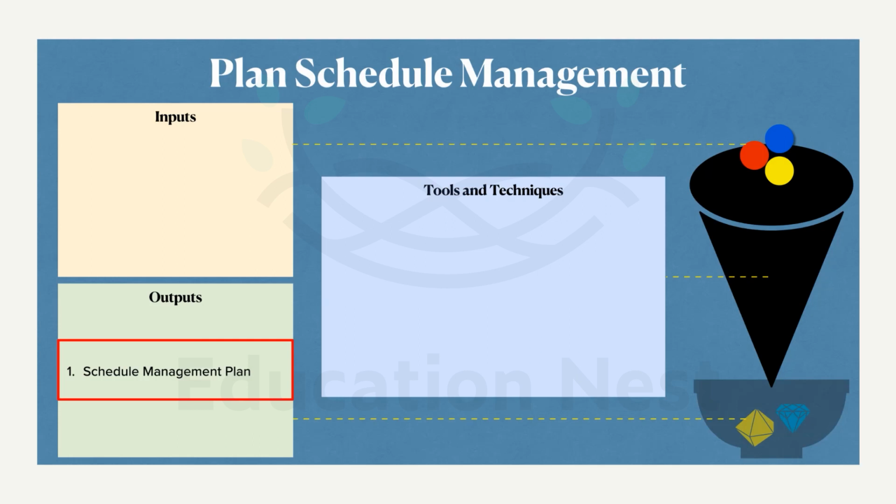So this is our goal for this process. We have to create the schedule management plan. Do you all remember the project management plan had so many components, right? It had 10 components, one for each of the 10 knowledge areas. So this is one of the components of that final project management plan. Without the schedule management plan, the overall project management plan cannot be completed.